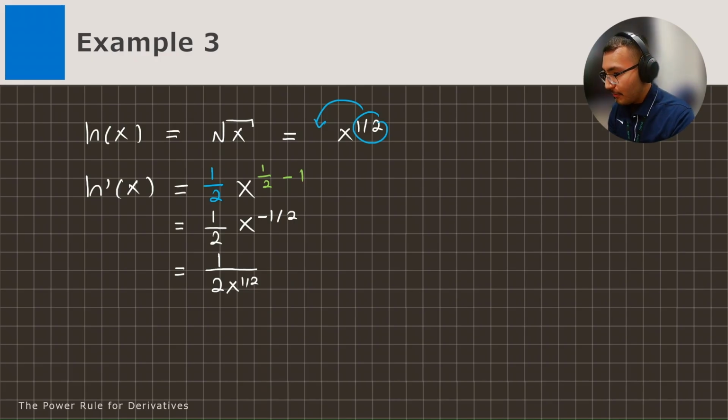I will go one step further. My 1 in the numerator is unchanged, and in my denominator I will turn that 1/2 on the x into a square root.